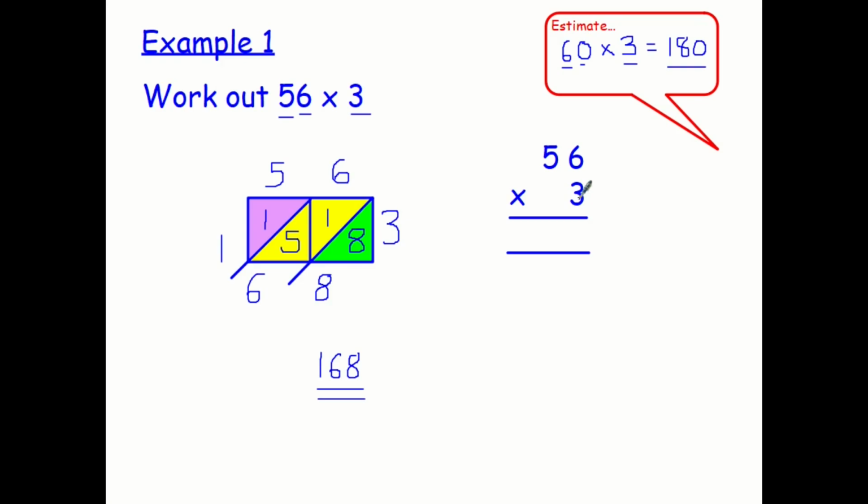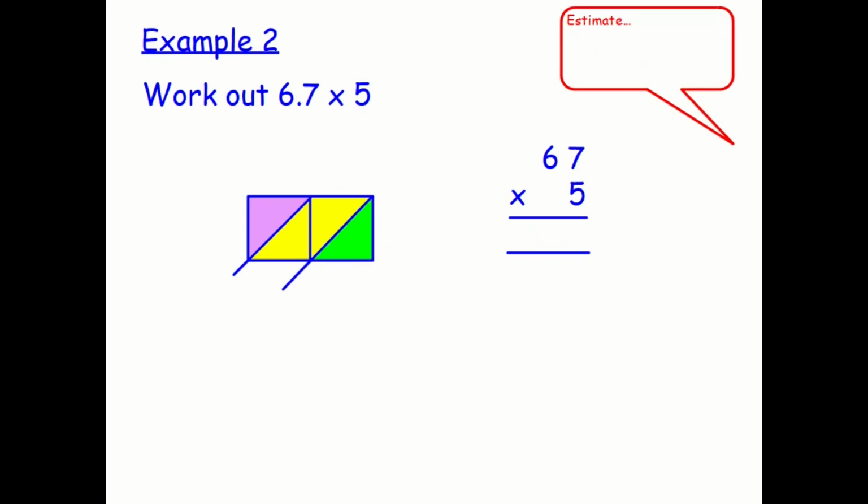So what do we do in the column method? We do 3 multiplied by 6, which is 18. You put the units part here and you carry the 10 forward. Then you do 5 times 3 in a diagonal motion there. 5 times 3 is 15, and then you add that 1 to give you 16. And you can see that gives me the same answer as I got over here. So I'm pretty confident that's the right answer.